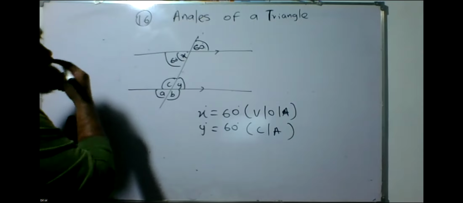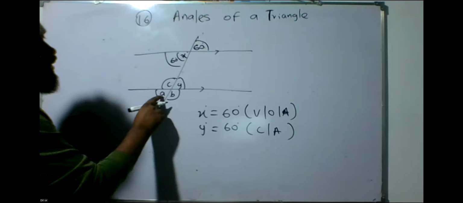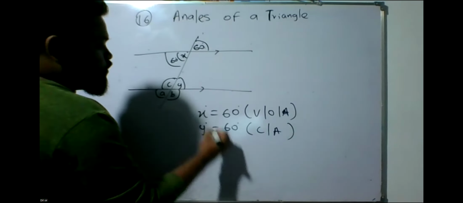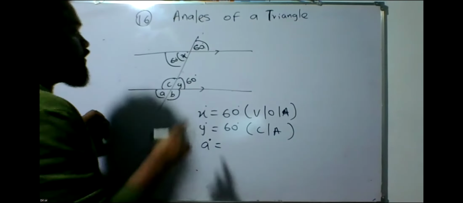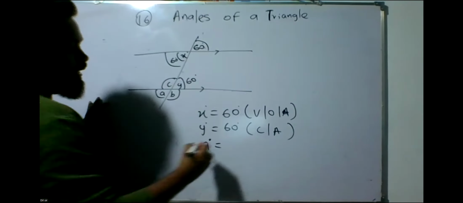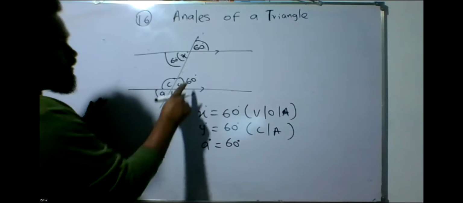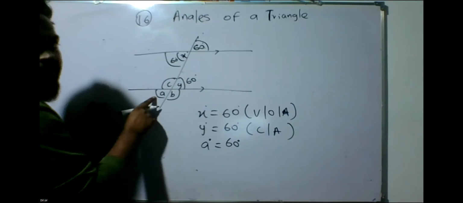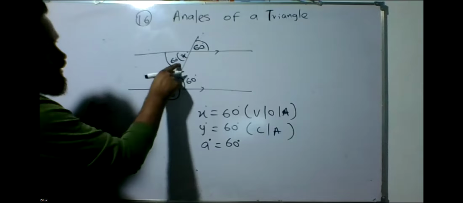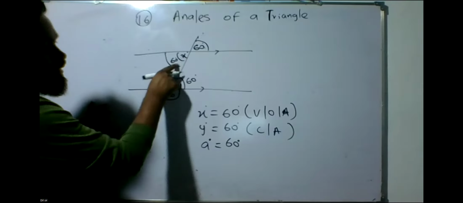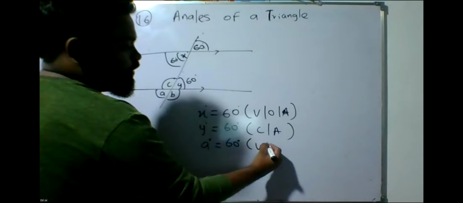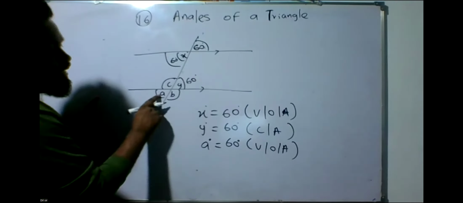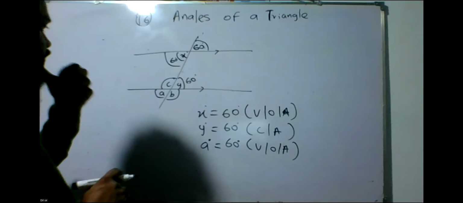Right. Now you can find A. Simply you can get A because y is 60. A is also 60. And another way, this is 60, this one also 60, alternate or corresponding angles. We can go with vertically opposite angles because y and A are the same. Y is 60, so A is the same. A is 60.